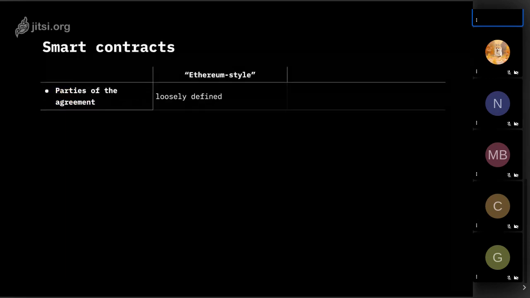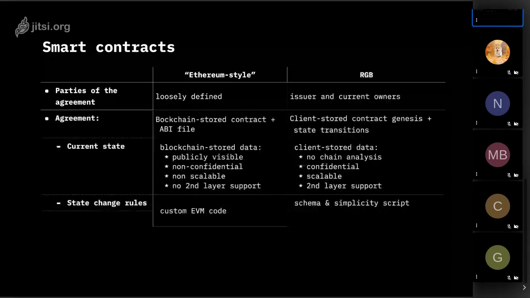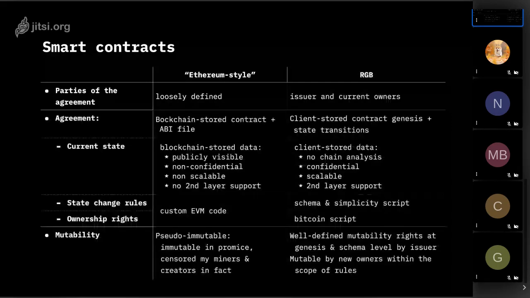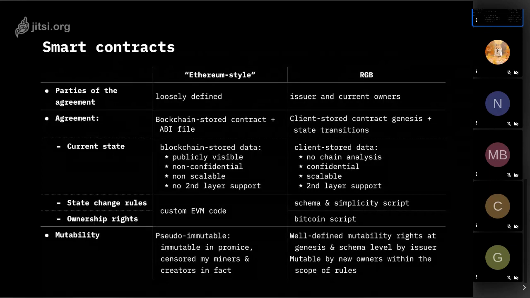I will run quickly because I already used all of my time. So comparing to Ethereum style smart contracts, I started with this idea that RGB is quite different. And it is quite different in many aspects.